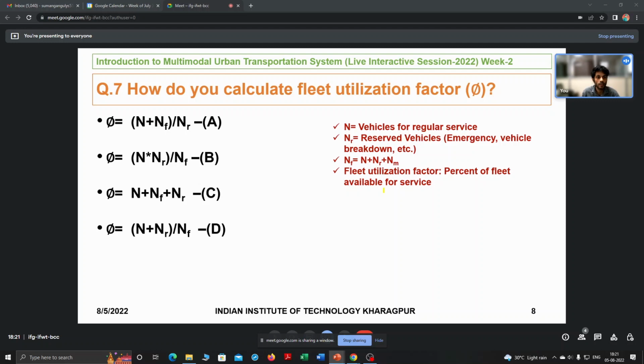So what is the fleet utilization then? Are we utilizing NM? NM is under maintenance, so we are not utilizing that NM. We are utilizing the regular service that we are providing and the backup buses, which are the reserve vehicles, right? So then your fleet utilization factor will be N plus NR by NF, right? Because NF is the total number of vehicles.